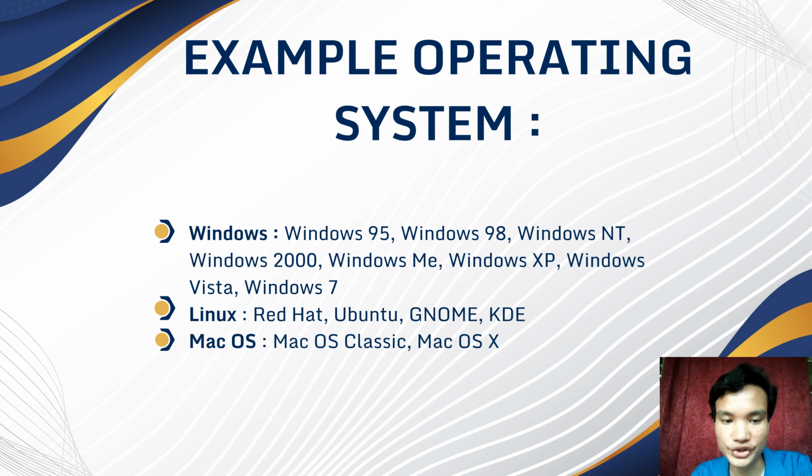Examples of operating systems. There are three examples of operating system. The first is Windows, which includes Windows 95, Windows 98, Windows NT, and the other one. The second is Linux, which includes Red Hat, Ubuntu, GNOME, Kali, and the other one. And the last, we have Mac OS, which includes Mac OS Classic, Mac OS X.